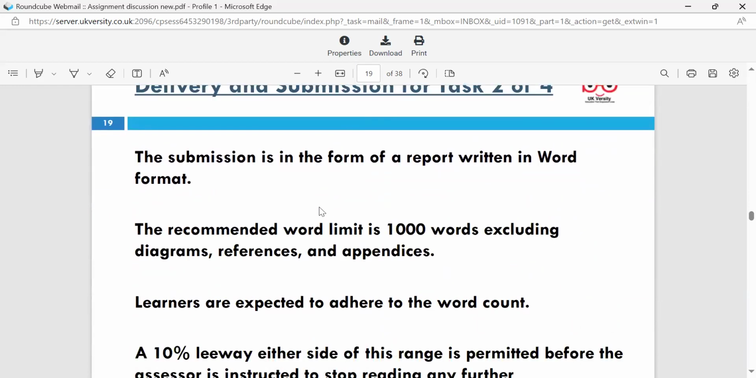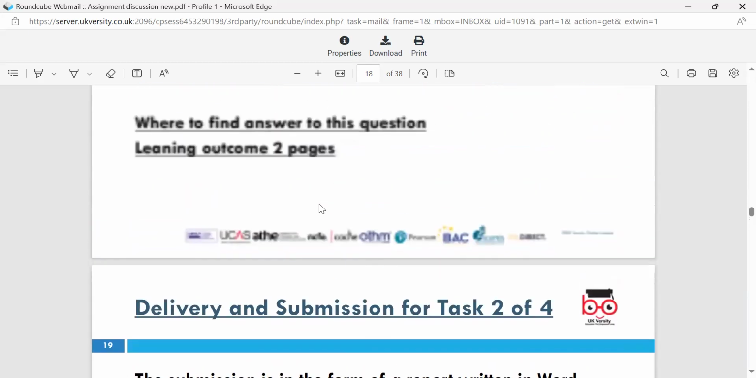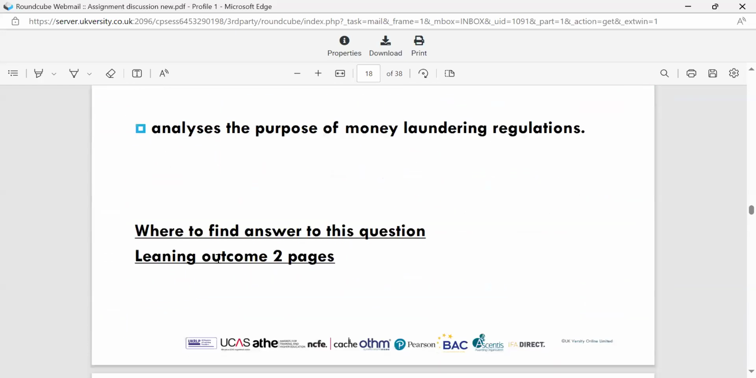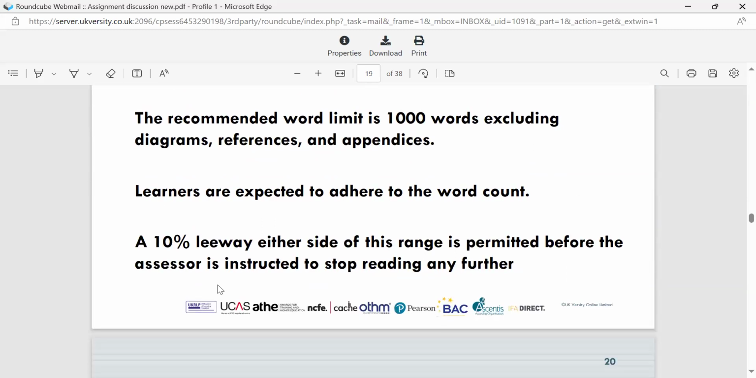Delivery and submission of task 2. The submission is in the form of a report, which is written in a Word document. The recommended word limit is 1,000 words, excluding, again, diagrams, references and appendices. So you've got 4 parts to this, so you would do about 250 words for each part. And make sure, again, headings. Learners are expected to adhere to the word count, and a 10% leeway either side of this range is permitted before the assessor is instructed to stop reading. So that's task 1 and task 2.